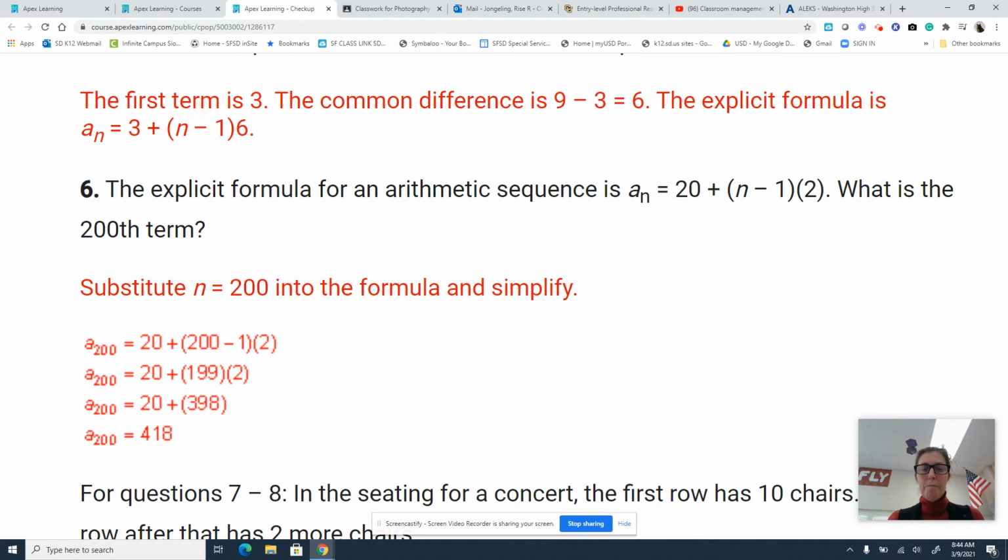So here's our n, we stick 200 in there, stick 200 in there, and then just work it out. 200 minus 1 is 199. Take that times 2, so you might need a calculator. That's 398, and then you just add that to the 20 that your starting number is. Okay.